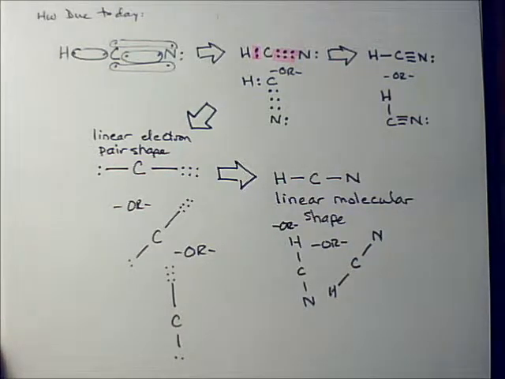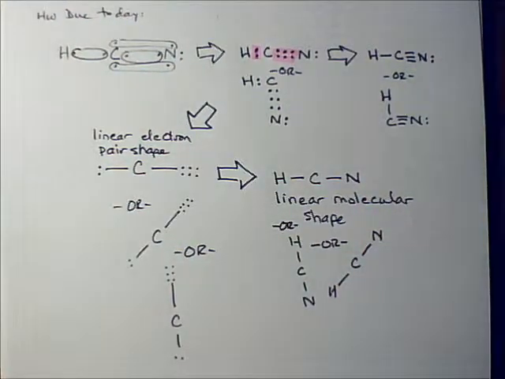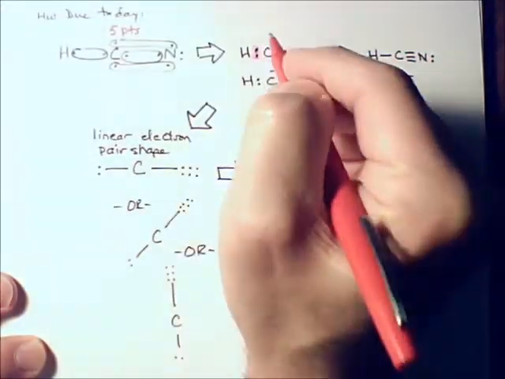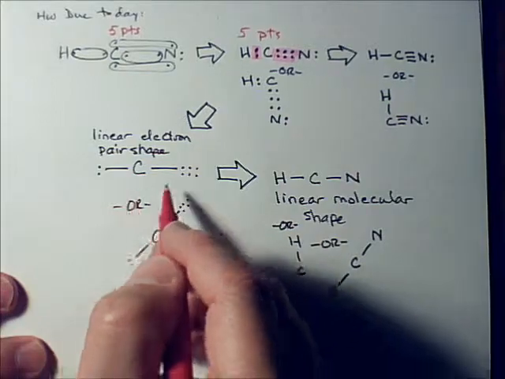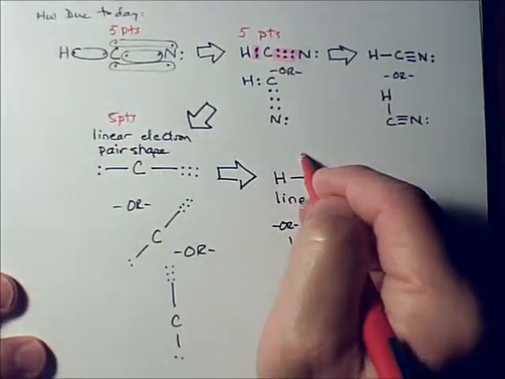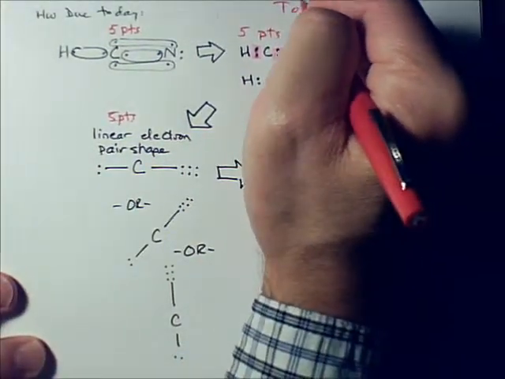Cation, C-A-T-I-O-N. How do you say the other one? Anion. All right, so let's give this shape 5 points here. Let's give this shape 5 points here. Let's give this one 5 points. And let's give the last one 5 points. So the whole thing is going to be worth 20 points total.